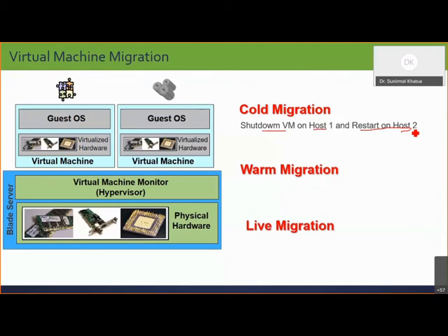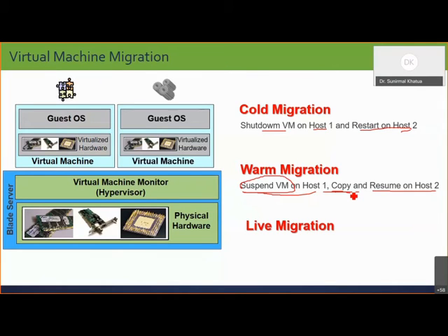The problem of cold migration is that all the previous running jobs are gone. You have to start afresh and all the jobs have to be restarted. But this is very simple to implement. In case of warm migration, instead of shutting down, we suspend the VM on host 1. And then we copy all the states of the VM to host 2, and we can resume on host 2. So this will continue the jobs where they were suspended. All the previous states are saved and we can continue. But the downtime is high due to the suspension for the long duration of the copy.